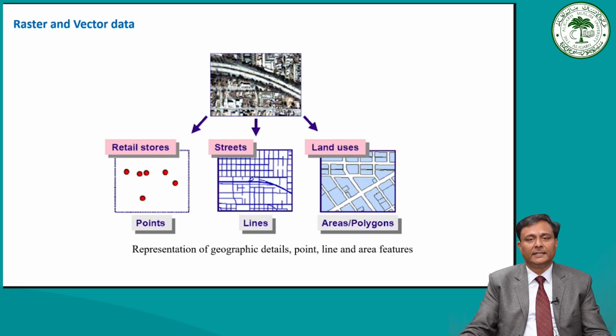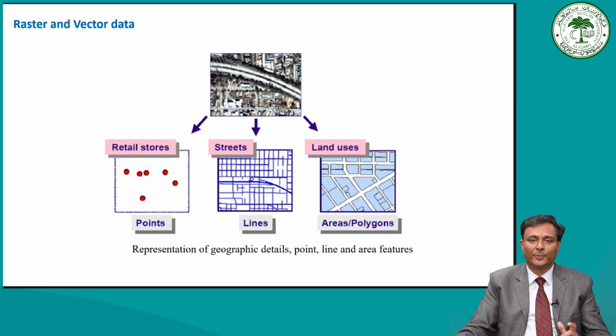So here you can see how real world features are represented spatially. This representation has three components. Now, very interestingly, if you see this image, one is the satellite image, and out of this satellite image, we have identified a few point locations, a few line locations, and a few area locations, and depicted them in three different sets of data. So here you see the representation has three components.